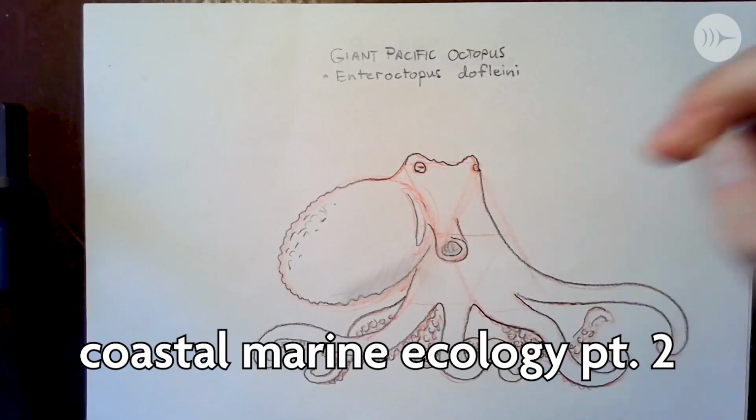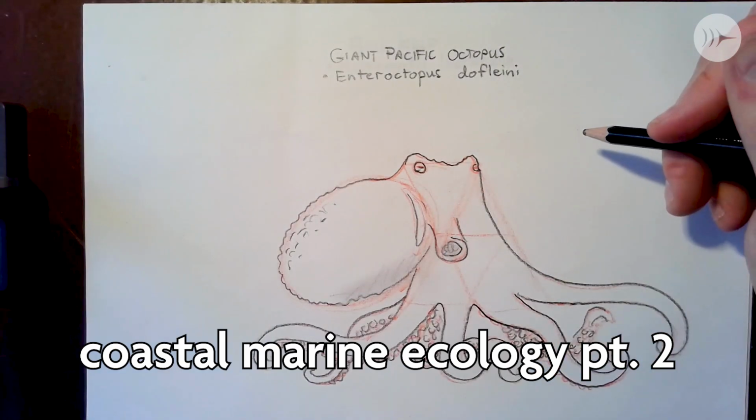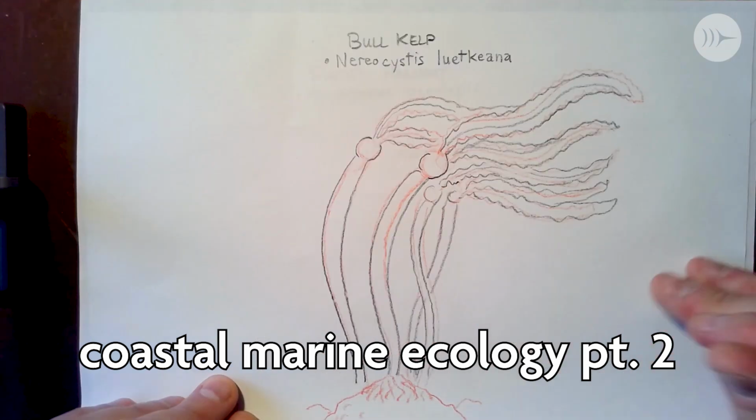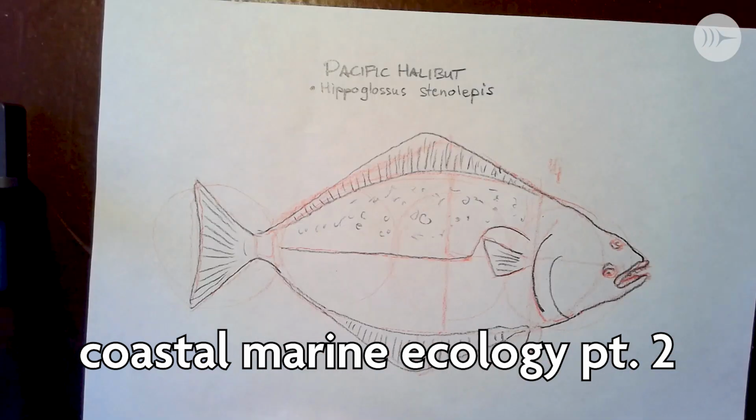In this episode, we are going to be drawing life from the coastal marine ecology. We have an invertebrate, the Giant Pacific Octopus, a plant, the bull kelp, and a fish, the Pacific Halibut. And these all live in salt water in the Puget Sound or on the coast of the Olympic Peninsula.